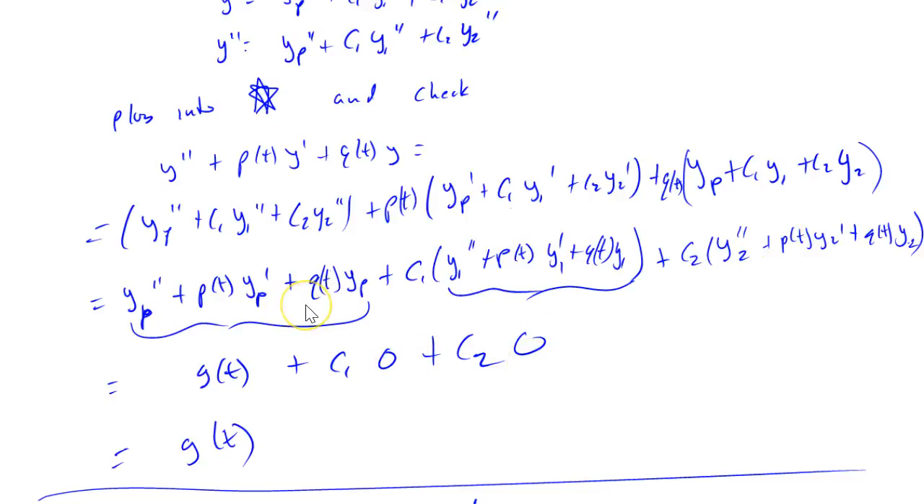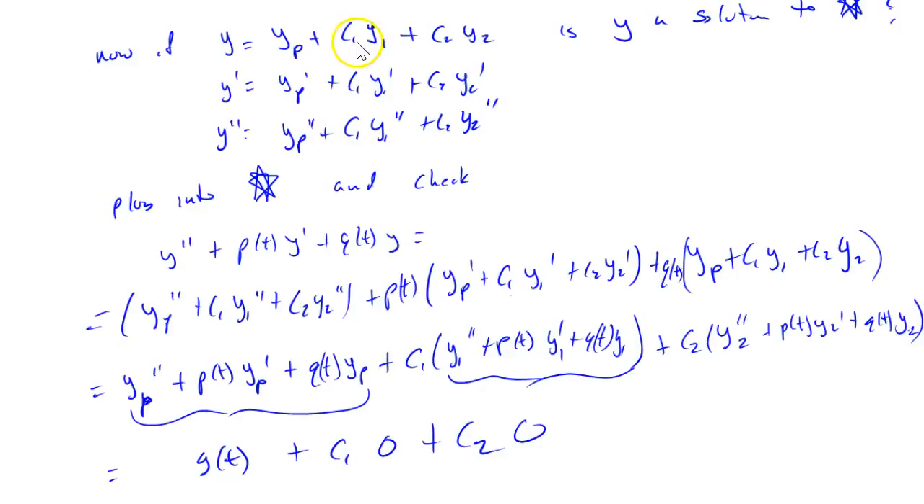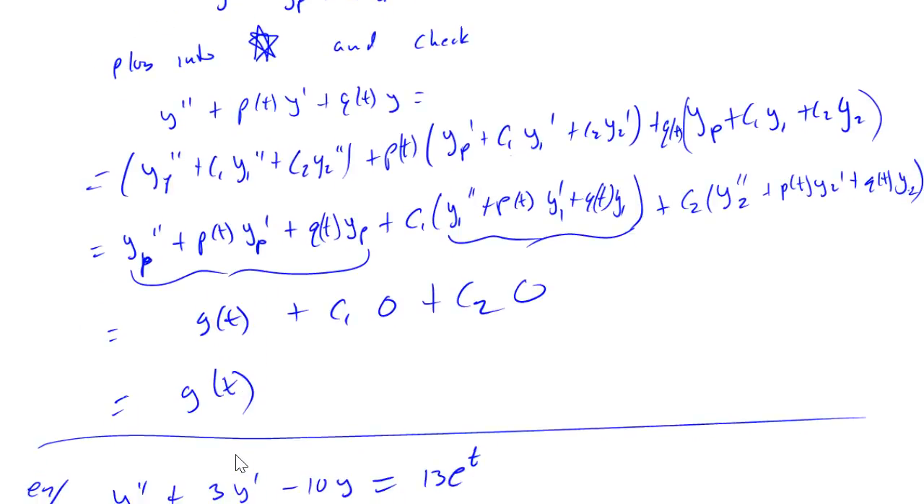But y sub p is a solution to the non-homogeneous equation, and so you get a g of t out. These were solutions to homogeneous, zeros; non-homogeneous, g of t. And so when you add that g of t plus 0, you get g of t. So plugging this stuff into the left-hand side gave us g of t, which is precisely what it means to be a solution to the non-homogeneous equation. Okay, so that's the general theory.